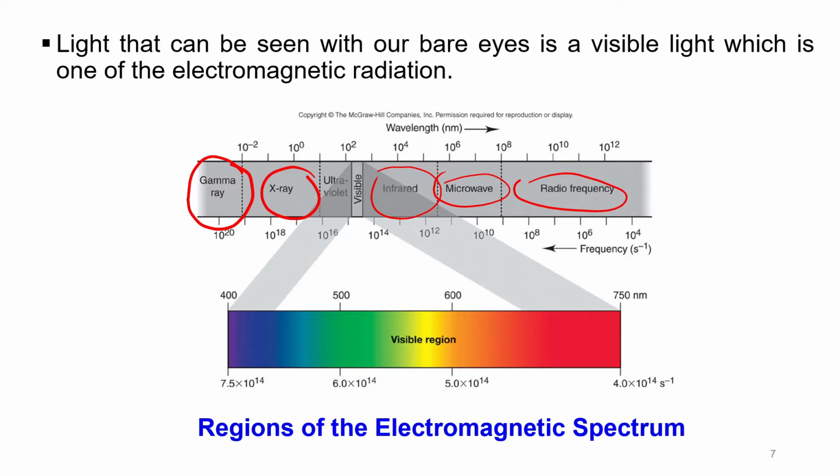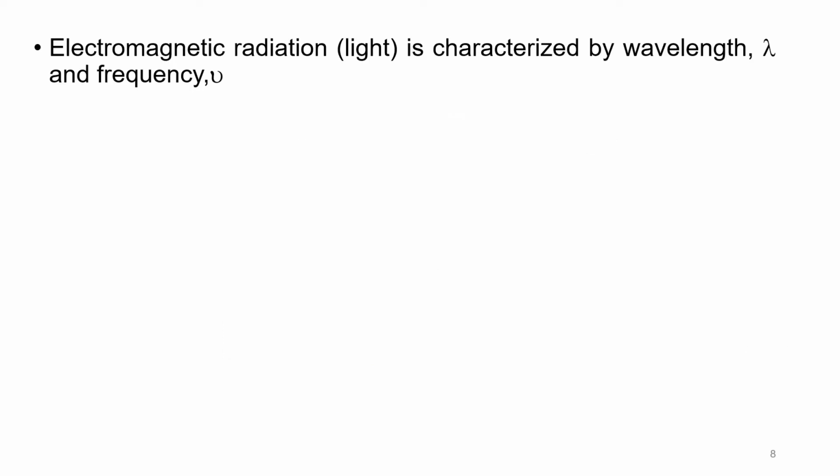So light that can be seen with our bare eyes is visible light, which is one of the electromagnetic radiation. Cahaya yang boleh dilihat menggunakan mata kasar kita dipanggil visible light, yang merupakan salah satu daripada electromagnetic radiation. Electromagnetic radiation is characterized by wavelength, lambda, and frequency. Kita characterize dia menggunakan lambda dan juga frekuensi.